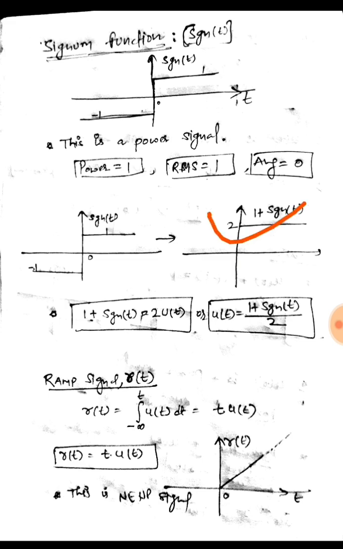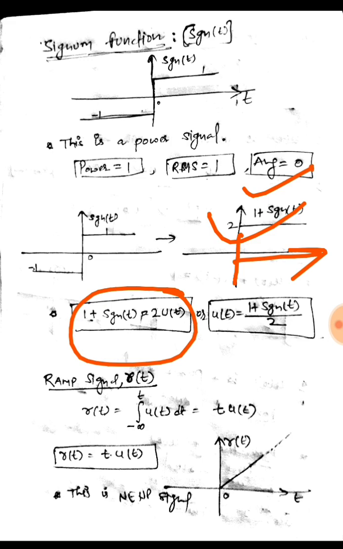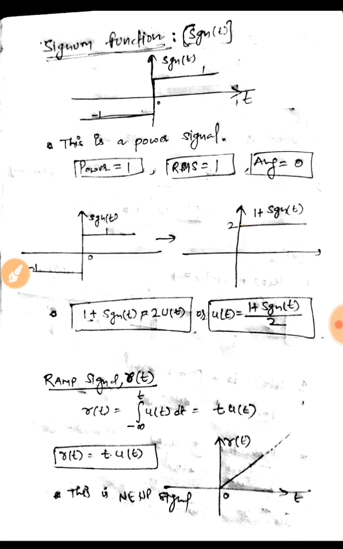So 1 plus signum t is nothing but 2 times u(t), as u(t) is defined for t greater than 0 and the amplitude is 2. Or we can say u(t) is equal to (1 plus signum t) by 2.